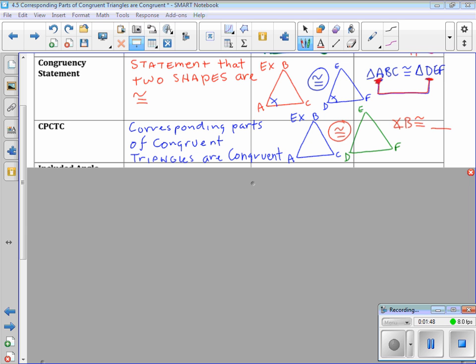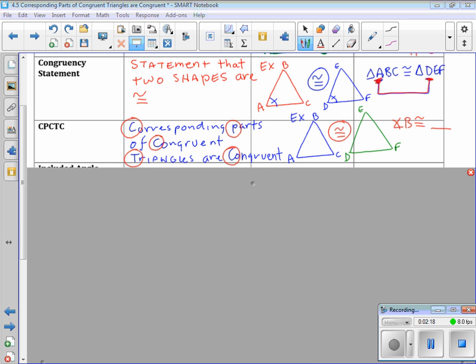All right, let's take a look at CPCTC. Kind of fun to say. Bunch of C's with a P and a T. CPCTC stands for corresponding parts of congruent triangles are congruent. Wow, that's a mouthful. Well, that makes sense if you think about it. If I have two congruent triangles, then their corresponding parts are congruent.